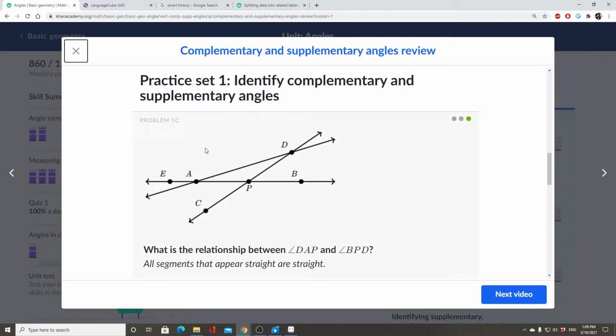DAP. Okay, and well anyway, what is the relationship between DAP and BPD? BPD. Okay, this one I can see. That's pretty easy to see. I guess they're talking about this angle, right? DAP is like this angle here. BPD is like this angle here. Okay.